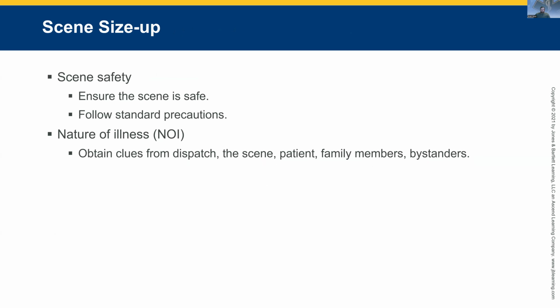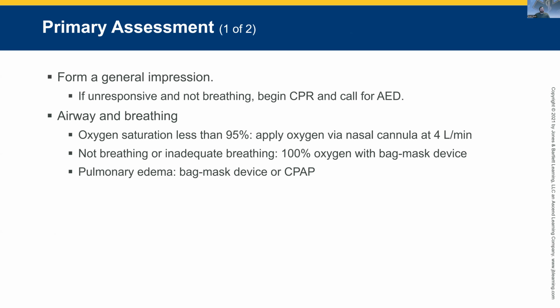So we're going to get into our assessment now. Scene safety: ensure the scene is safe, follow standard precautions. We have to determine the nature of illness, obtaining clues from dispatch, the scene, patient, family members, and bystanders. Form a general impression. If unresponsive and not breathing, begin CPR and call for an AED. Airway and breathing: if oxygen saturation is less than 95%, we apply oxygen via nasal cannula at 4 liters per minute.